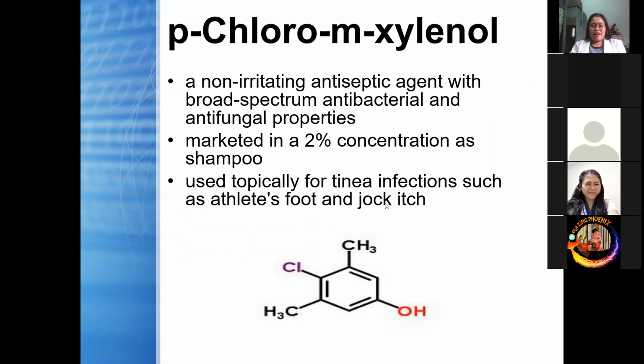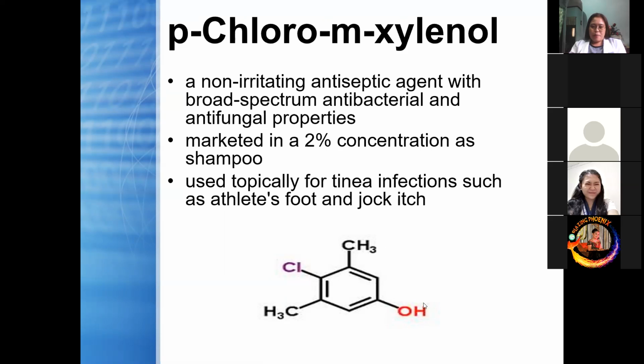And then we have para-chloro-metasilinol. Again, we call it para-chloro-metasilinol. Para-chloro means if this is your OH, on the other side, you will see the chloro. And then metasilinol, meta is 1, 2, right? 1, 2. So 1, 2, 1, 3? 1, 2, 3. Yeah, 1, 3. Metasilinol. So, look at the structure.